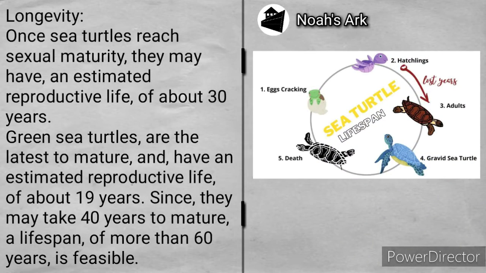Longevity. Once sea turtles reach sexual maturity, they may have an estimated reproductive life of about 30 years. Green sea turtles are the latest to mature and have an estimated reproductive life of about 19 years. Since they may take 40 years to mature, a lifespan of more than 60 years is feasible.